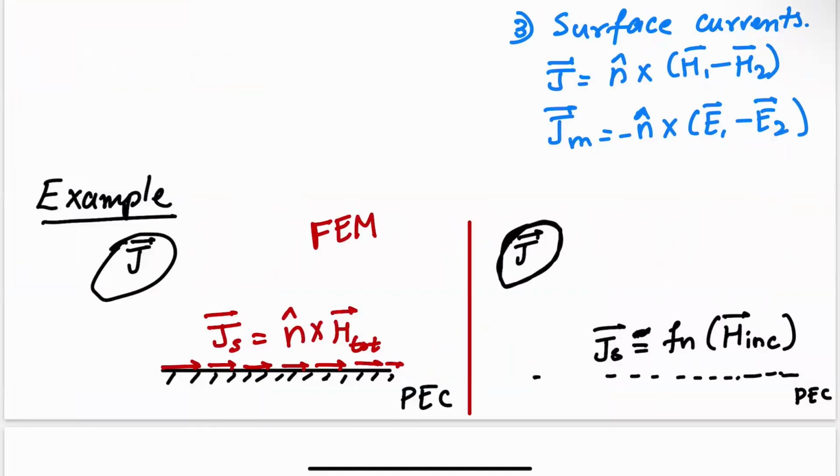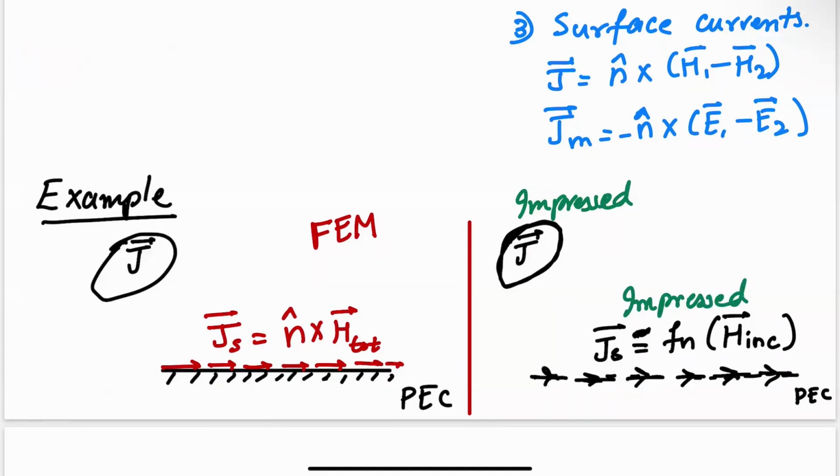So given this current now, Js, which is just a function of the incident field, I can find the field everywhere, right? And in this problem, both J and Js are impressed. So this is impressed, this is also impressed, or a source. And you don't have any PEC now. You only have free space, right? And it's kind of cool.